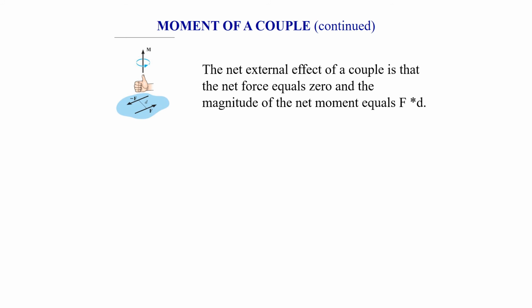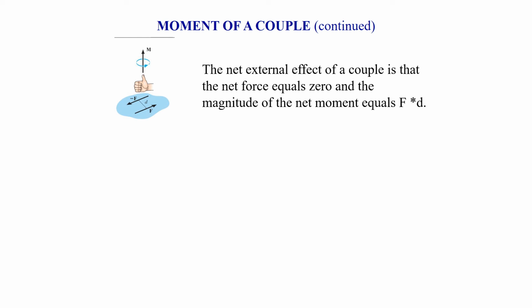The net external effect of a couple is that the net force from the two forces being considered together is zero because they go in opposite directions. So the net effect being equal but opposite for those two forces pointed in opposite directions means that there's no net force effect. But we still have a pure moment that comes from the turning tendency associated with F times the separation distance between the two forces.